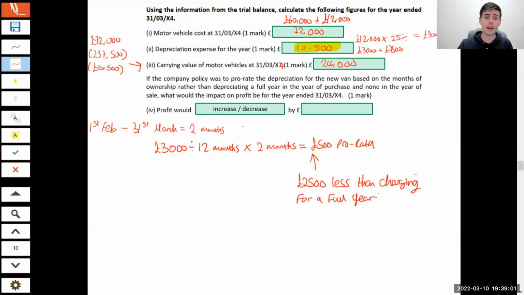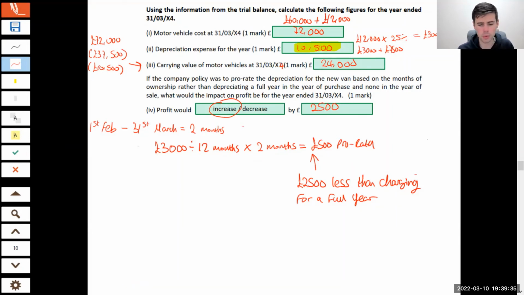Because we've just said it would be 3,000 if we get a full year, a full charge in the year of acquisition and none in the year of disposal. If I was doing pro rata, the charge would be less. It'd be £2,500 less in this instance. So depreciation is an expense. If my expenses are now less, that would increase my profit, wouldn't it? My profit would actually be better. So it would increase my profit by £2,500 because my expenses are decreasing.